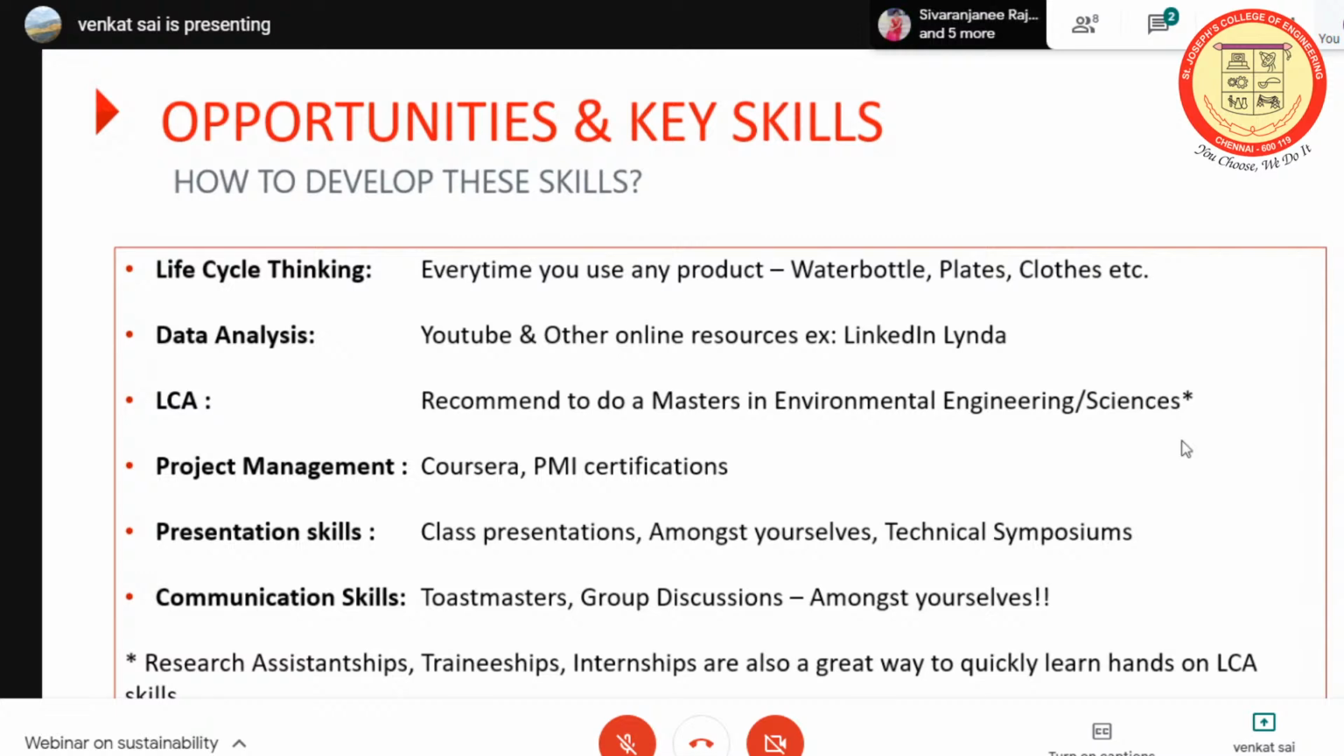Also note that LCA can also be learned during a master's program through several other degree programs, not just environmental engineering. You can also look at energy engineering, water resources management, and other sustainability-focused programs.